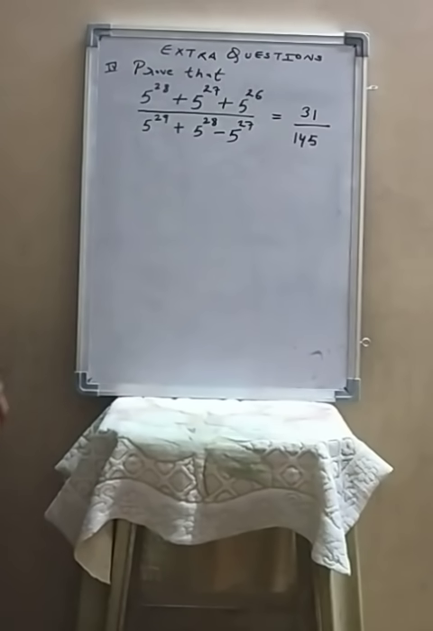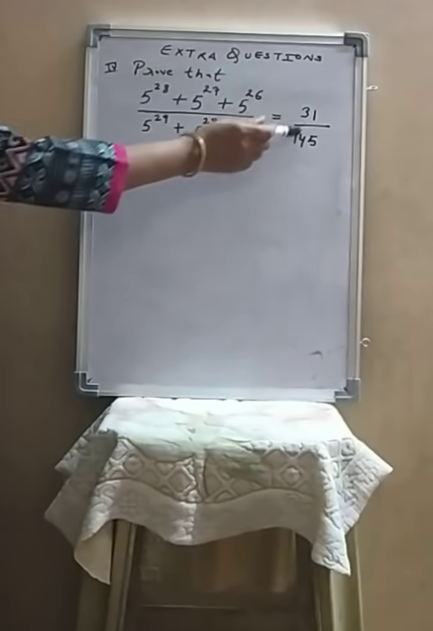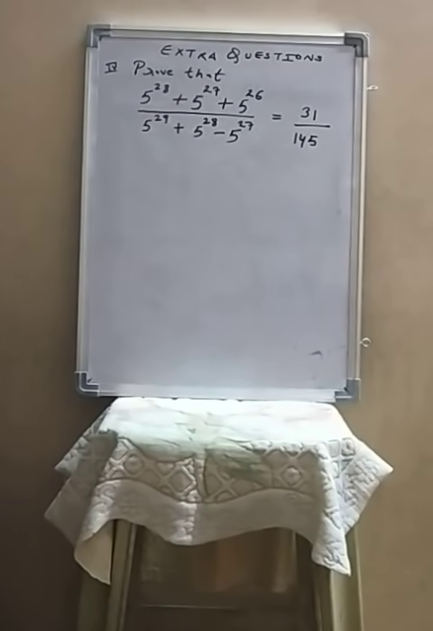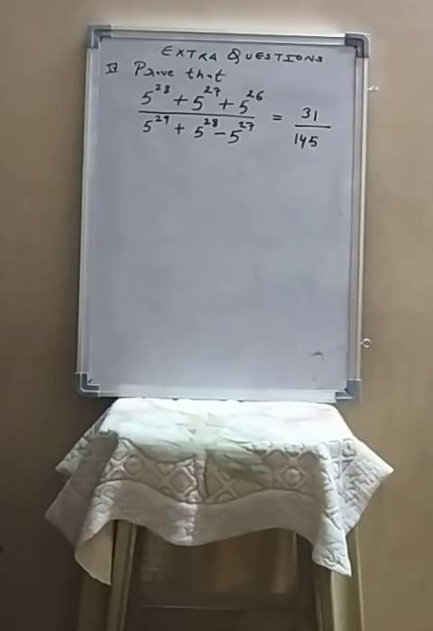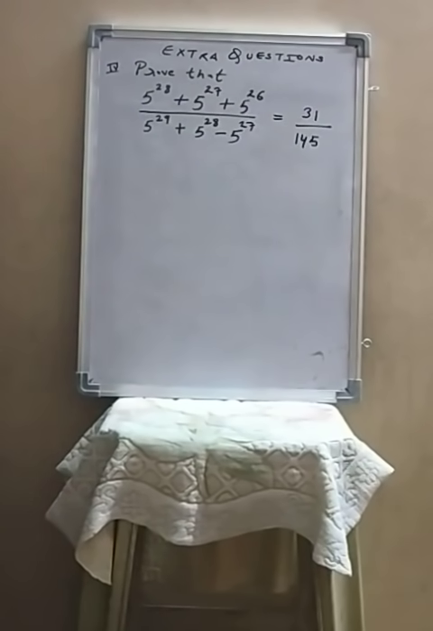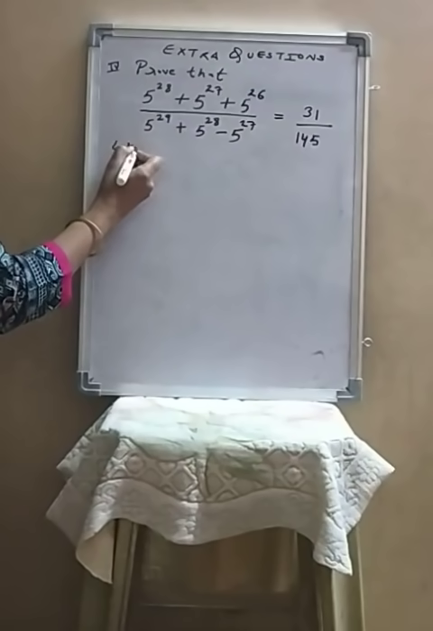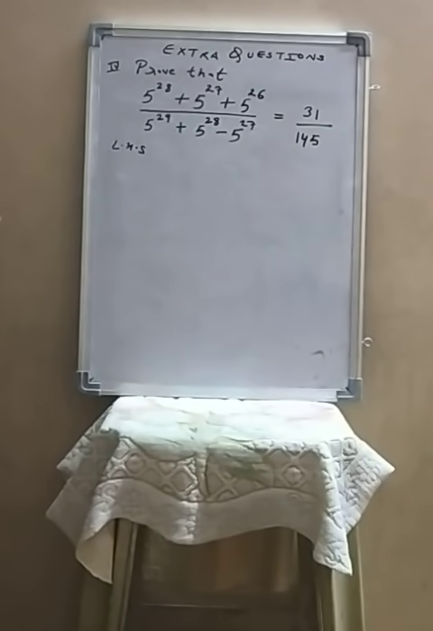See the next question, children. We have to prove this expression is equal to 31 upon 145. Now, what can be done first of all? Always remember that we can take some terms common. So here 5 raised to power 26 can be taken common in the numerator. Let us take the LHS only first of all. LHS we will solve, and then we will prove that this is equal to RHS.